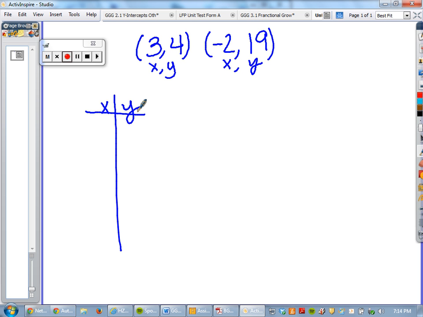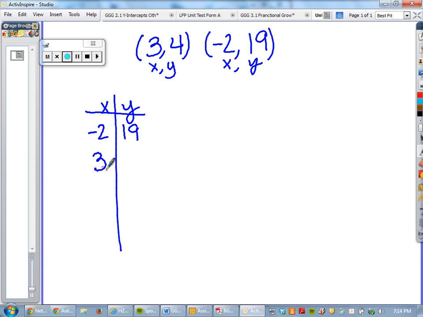Some of you watching who aren't in Mr. Zitzer's class might use the slope formula, but for our class we put these directly into a table. Remember that the lowest x must go first. So negative 2 is less than 3, so it must go first in our table. And there goes its y.